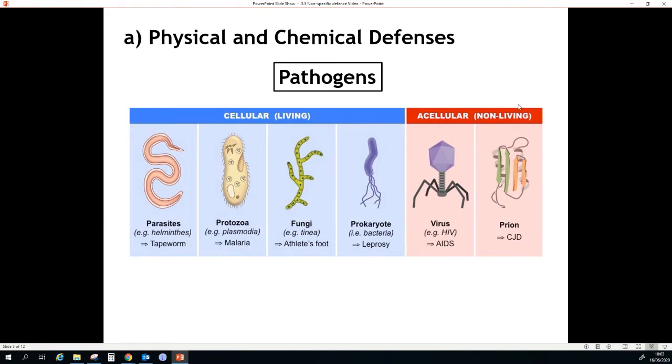Again, pathogens are anything that can cause disease or infection. So we have things that are parasites, protozoa, such as malaria, which is a Plasmodium falciparum. We have fungi, we have bacteria, but we also have things like viruses and prions, which are a slightly different form of life.